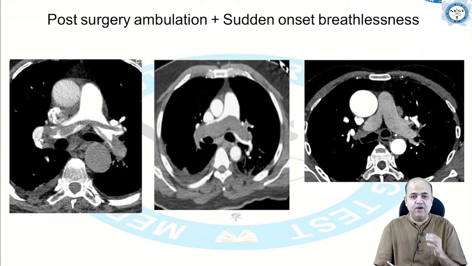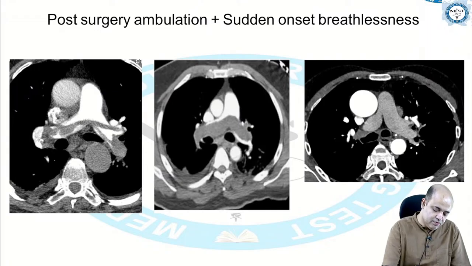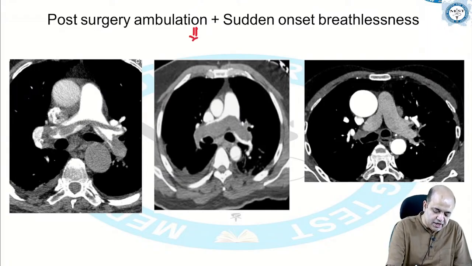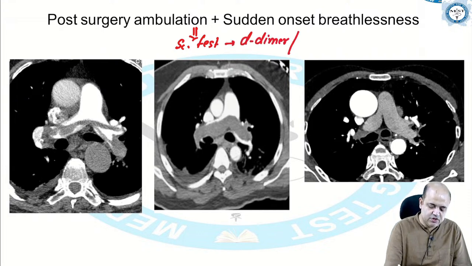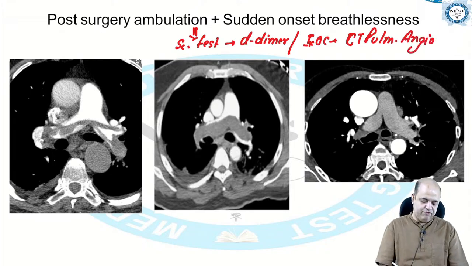Post-surgical patient, and on ambulation there is a sudden onset breathlessness. Screening test would be the D-dimer test. Investigation of choice will be CT pulmonary angiography. And what do we see?